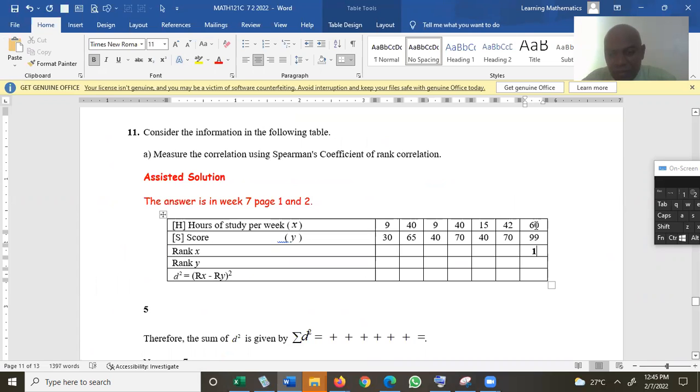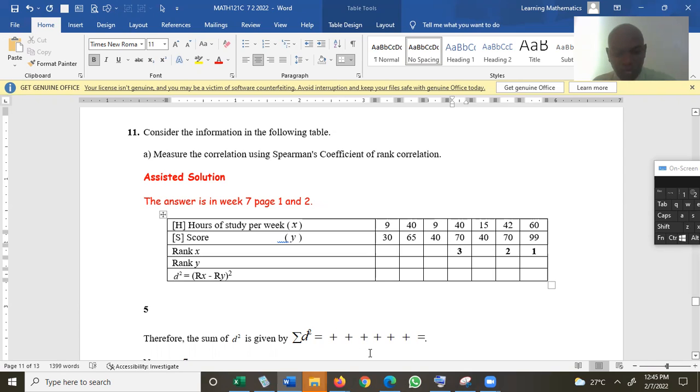It comes out first. The second highest is 42, so we put a rank of 2 under 42. Remember, we rank X, hours, first. We rank score after. Now we're supposed to put a 3 somewhere. 40. But we have 2 40s.